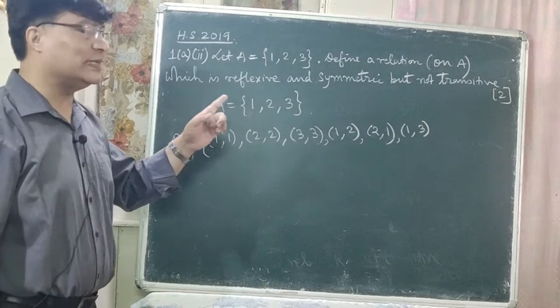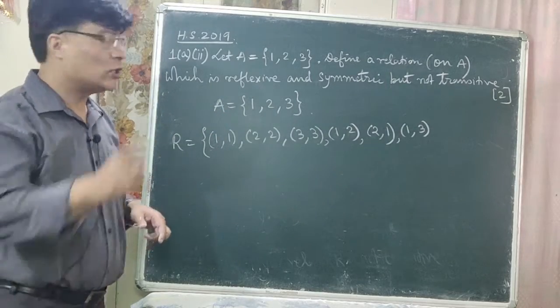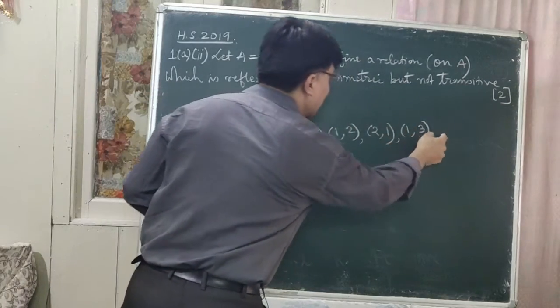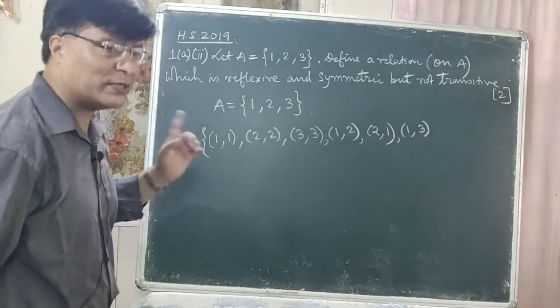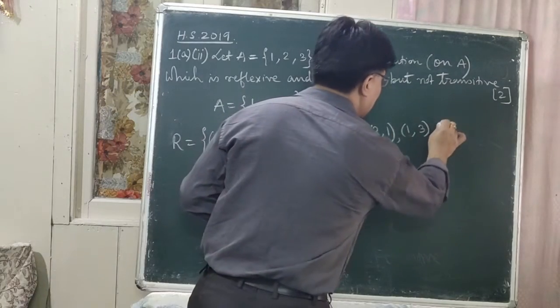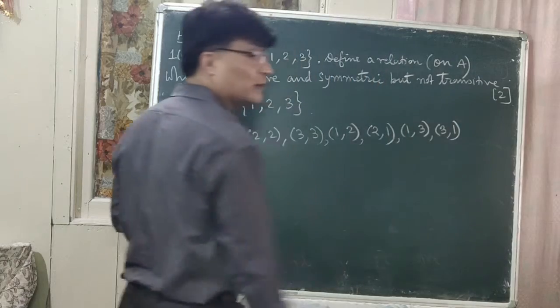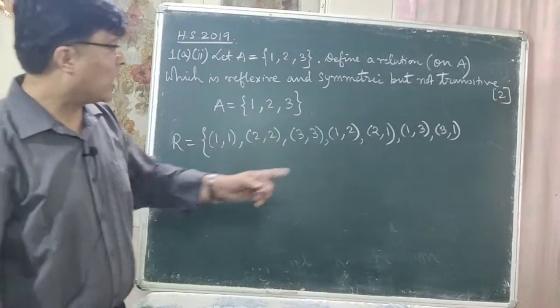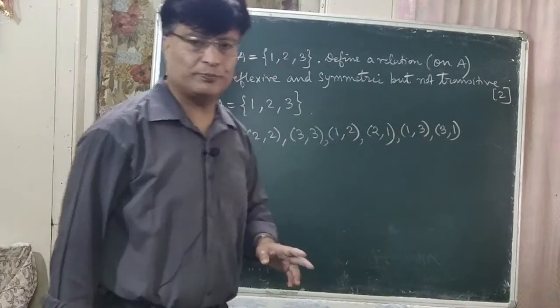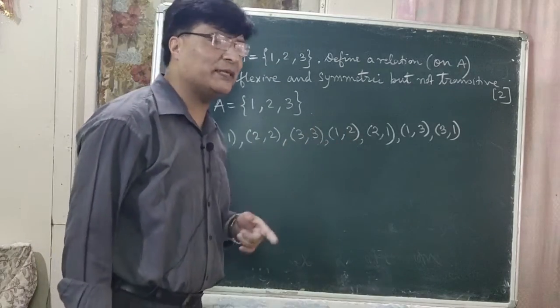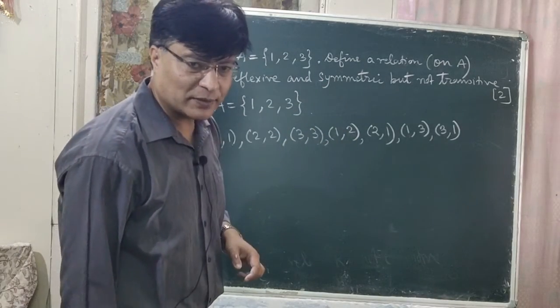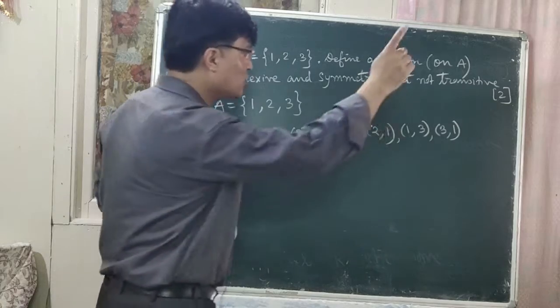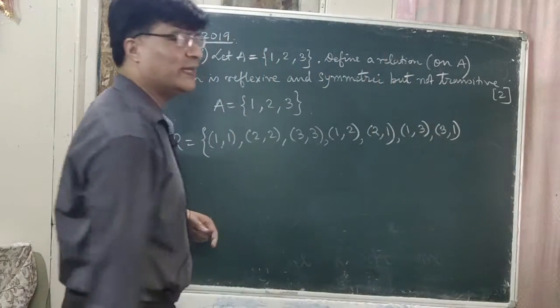1 comma 3 is there, right? So as soon as we add 1 comma 3, 3 comma 1 is not there, so it is not symmetric. It should be symmetric, so you have to add 3 comma 1. Is that clear? We are adding 1 comma 3 here. As soon as we add 1 comma 3, it is not symmetric, because 3 comma 1 should be there. So what we need to add is 3 comma 1.